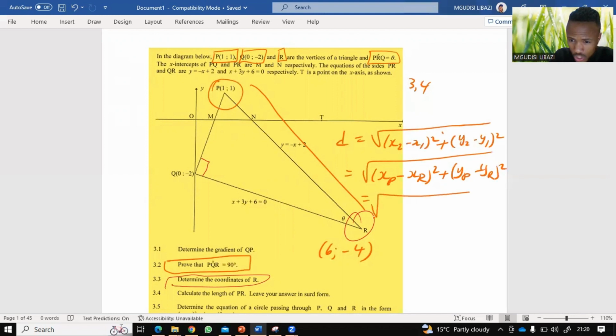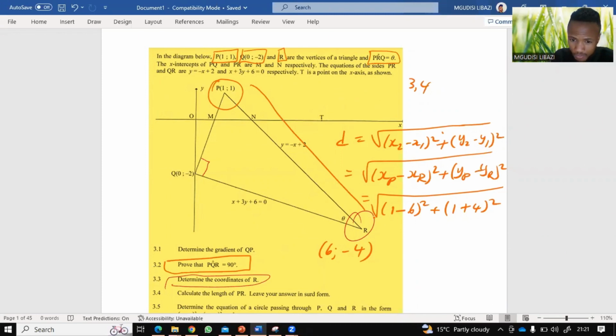So what we can do now, we're just substituting. Our xp is 1, the x coordinate in point P is 1, minus xr, the x coordinate here is 6. So we're gonna say minus 6, and then squared. And then plus, we have y in P, which is 1, minus, we have negative 4 here, minus will be positive, so we say plus 4 squared, because we're gonna have something like 1 minus negative 4. So this will turn into a plus.